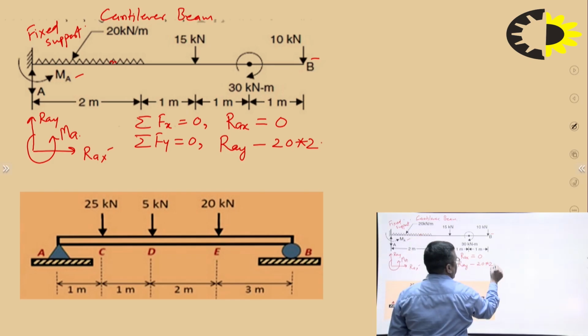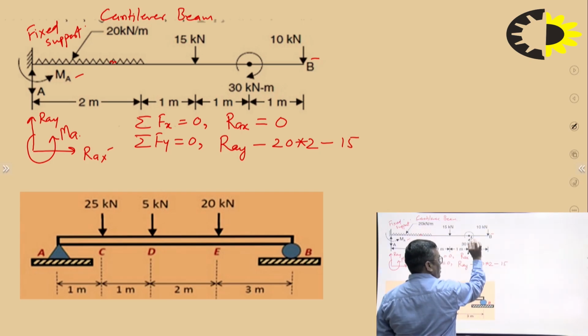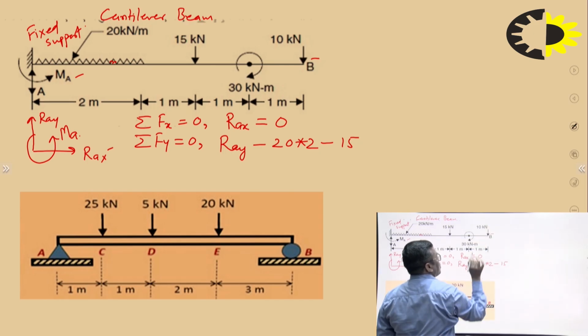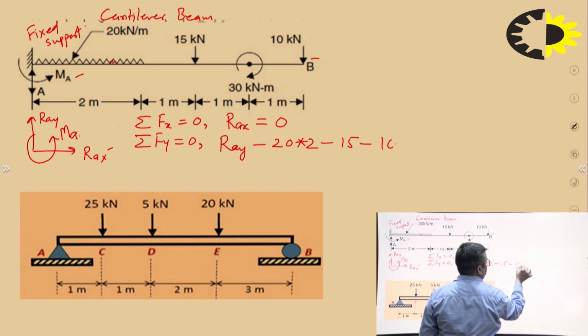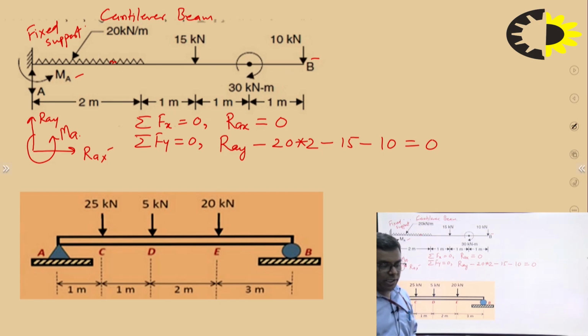Then minus 15. Then this is the couple, so no need to write it in the force equation. Then coming to point B, there is the 10, equals 0. Check out this equation. I hope the equation is quite clear. No issue at all: 20 into 2, 15 and 10. Now for finding RAY we can get it from here, but one more variable is there, that is MA.